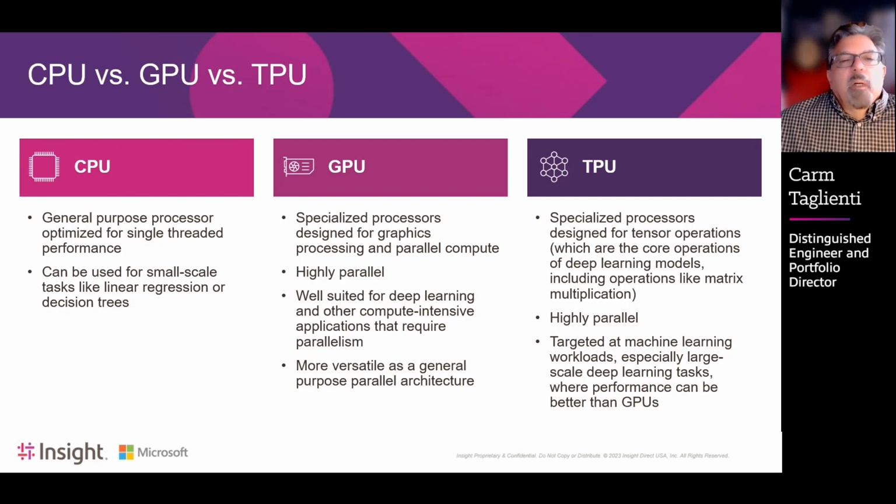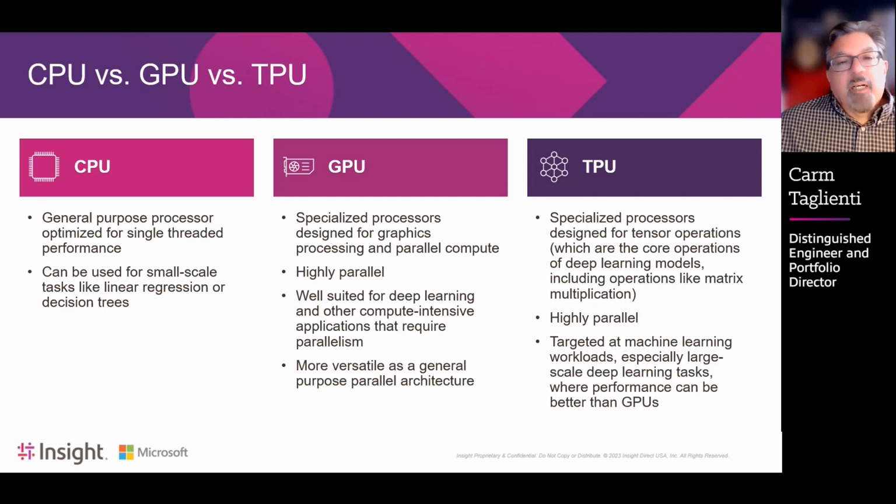And so we all know CPUs. We have them in our laptops, and we use them all the time. We think about that as sort of the common mechanism. And typically when we think about computing power, we think about Moore's law, especially as it relates to the CPU. But they're general purpose processors, which are optimized for typically single-threaded performance.